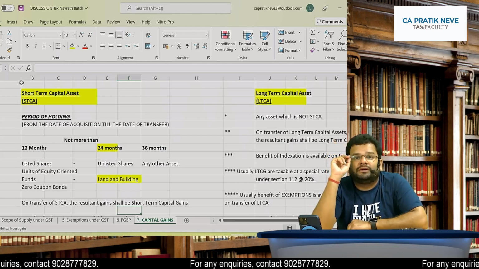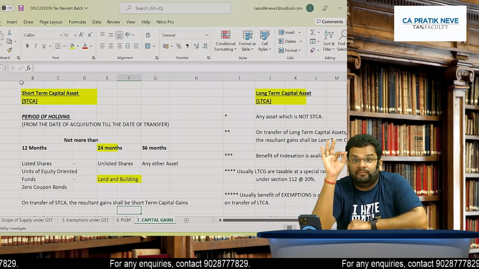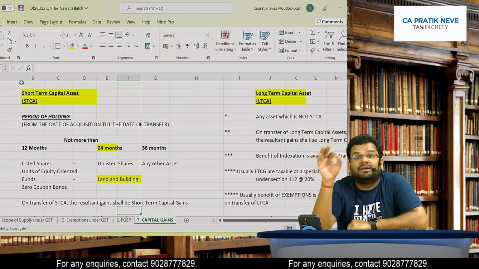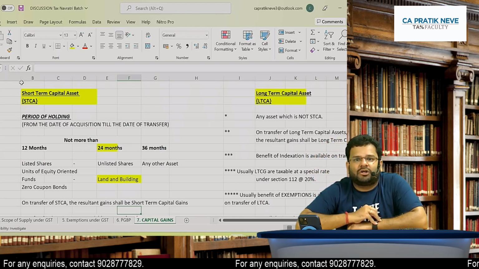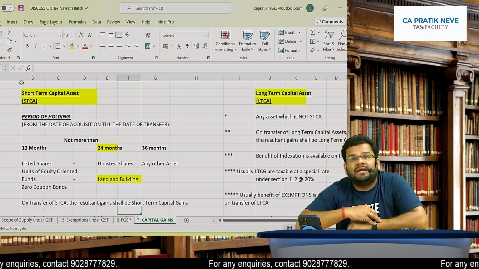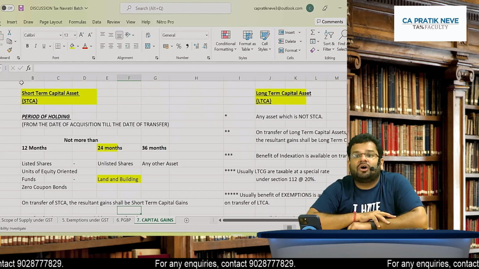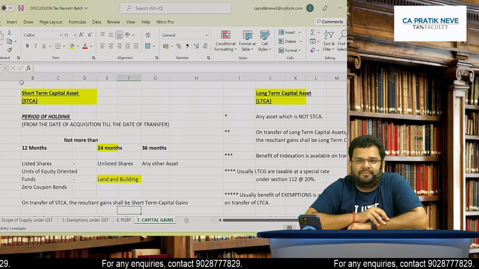Listen carefully. If I talk about any asset, the period of holding, if not more than 36 months, it is called short term. And any asset which is not short term is called long term. In short, a period of more than 36 months will be long term. Agreed?